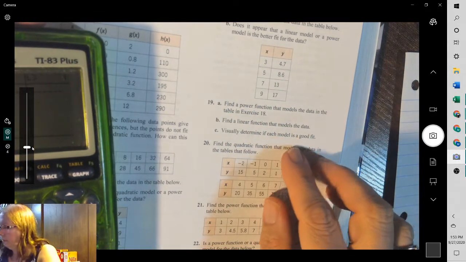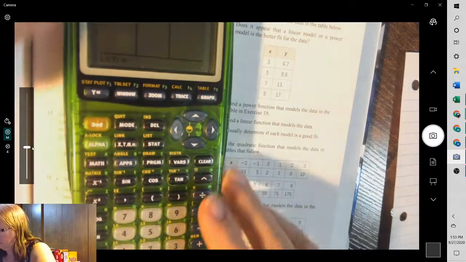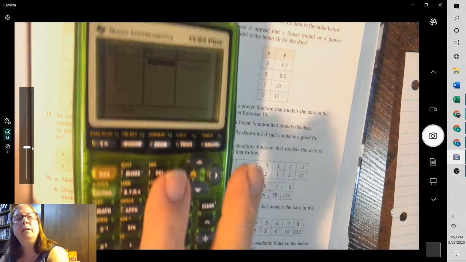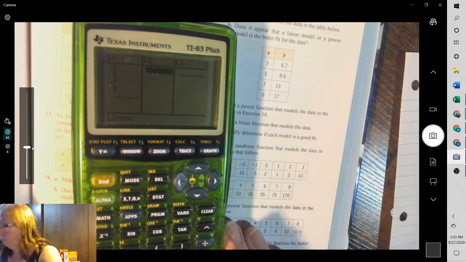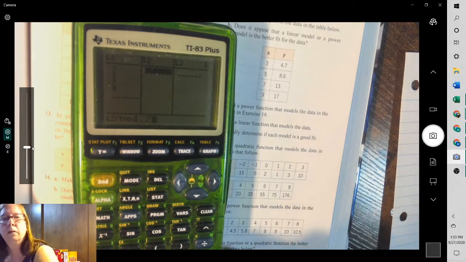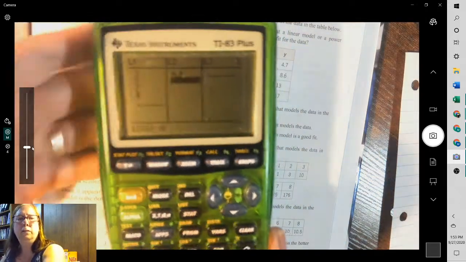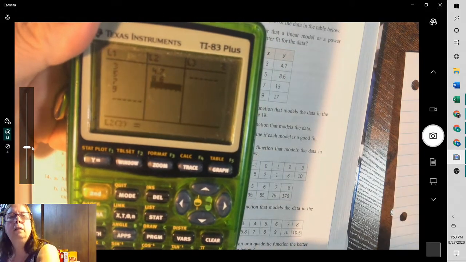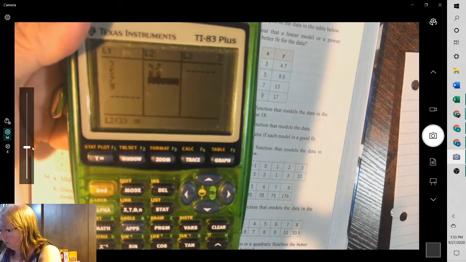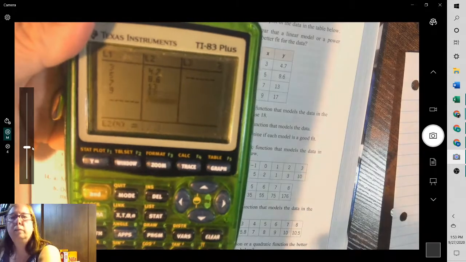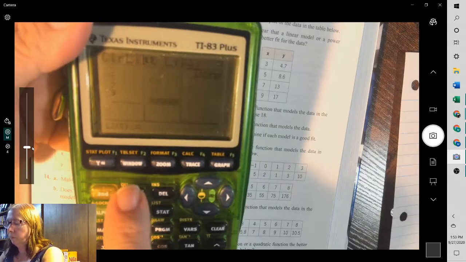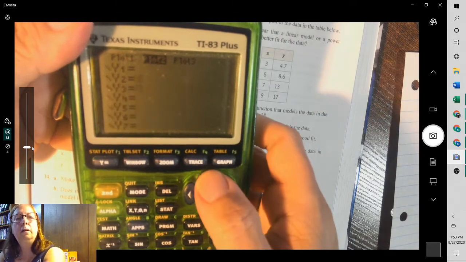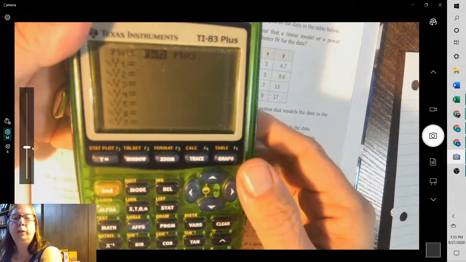3, 5, 7, and 9. Go over to the other side. 4.7, 8.6, 13, and 17. Second and quit. Now I'm going to go into Y and clear these, so then I'm only plotting the points.